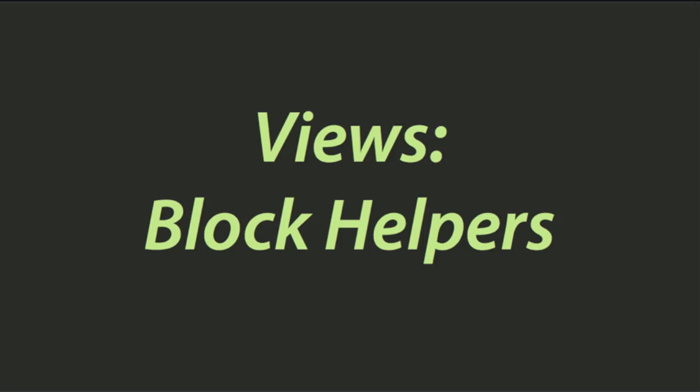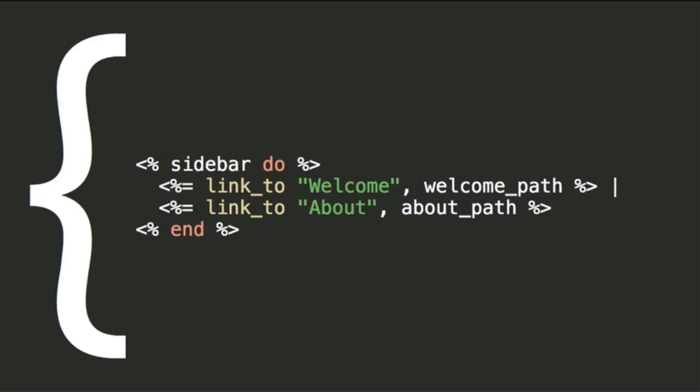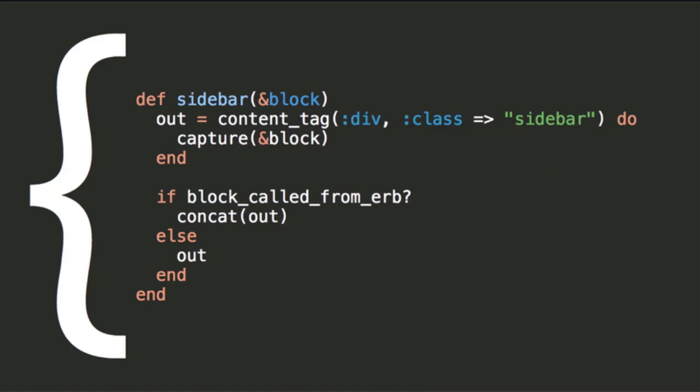The next big change is Rails block helpers. What we have here is a block helper in Rails 2.3. You would simply do sidebar do without a %=. And then the way that you would implement that is that you would first get the content using something like content tag. You would capture the block, and then you would check to see if the block was called from ERB. If so, you would use the special concat helper. Otherwise, you would simply return the string.